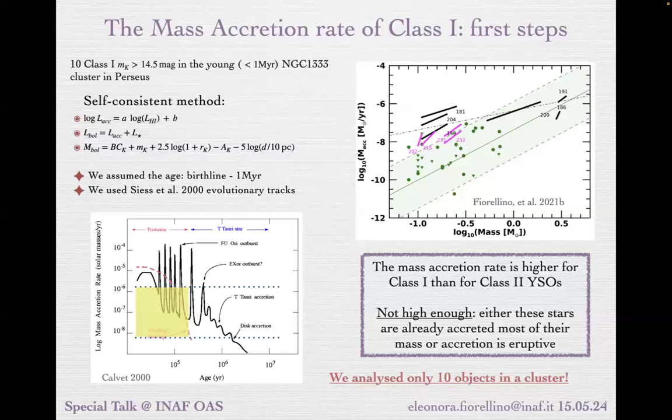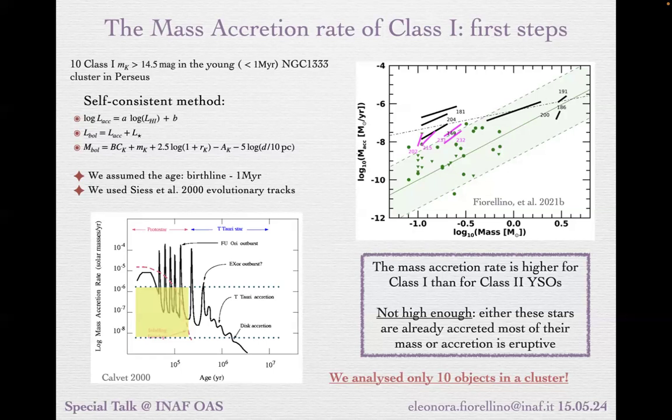What we found is that the mass accretion rate of class 1s, which you can see here in black and pink, is higher than the mass accretion rate of class 2 as a function of the stellar mass. This is good because it is what is predicted by the models, so we're happy about it. But if you integrate those numbers over the time scales of class 1s, which is 0.5 million years according to Spitzer, it is not so good, because it means that most of the stellar mass is not built in this stage.